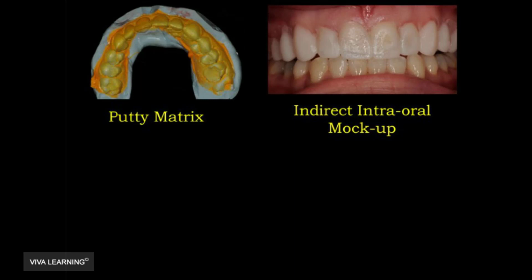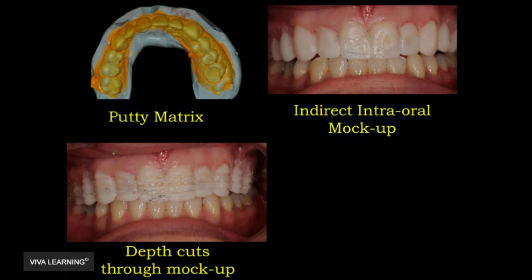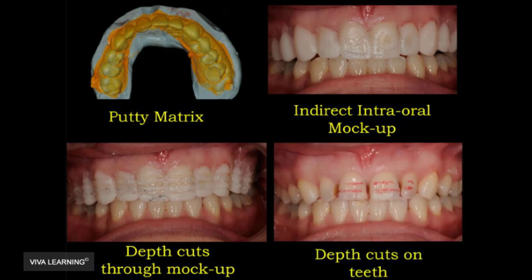So this matrix that we've made can be used twofold. One, it can be used for the provisionals, and it can also be used to do an indirect mock-up in the mouth, where it takes you no time, just a few minutes, just to put the material in there and place it right over the teeth. And that's what you're seeing in this upper right-hand corner. The next thing we do, just like we did in the case before that, is once we've established the facial contours and the tooth proportions, we'll do our depth cuts through the teeth before we remove our mock-up material.